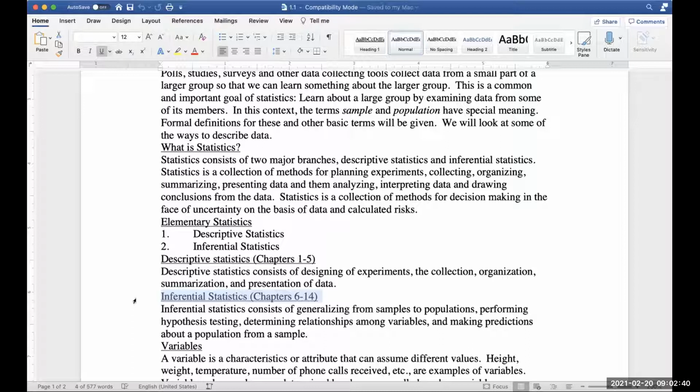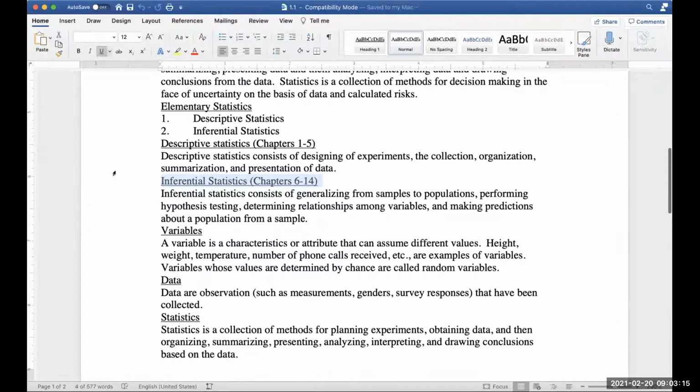So today we'll talk about how to plan experiments, how to collect data. Later today, we'll talk about how to organize the data and how to present the data, both graphically and numerically. After we've done that, well, all you're doing is describing the data. So that's all nice and fine, but so what? So more importantly, we'll be doing inferential statistics.